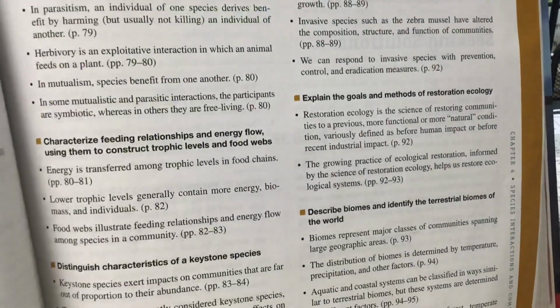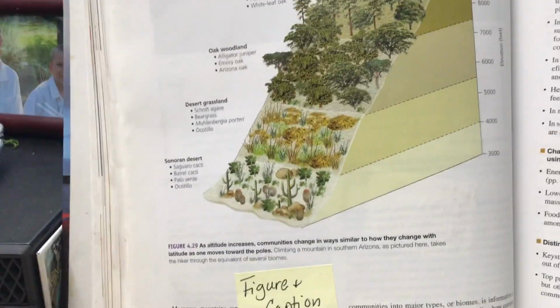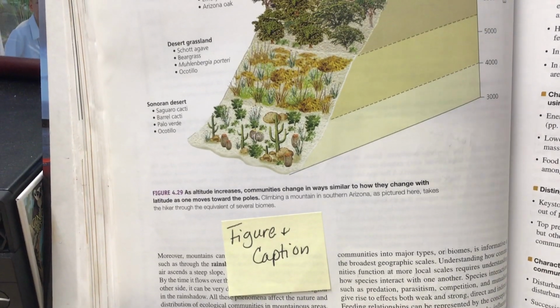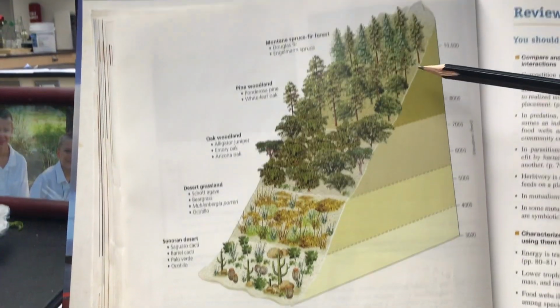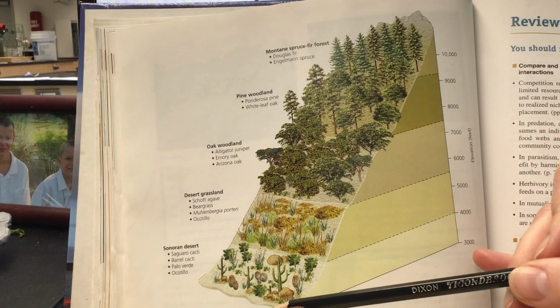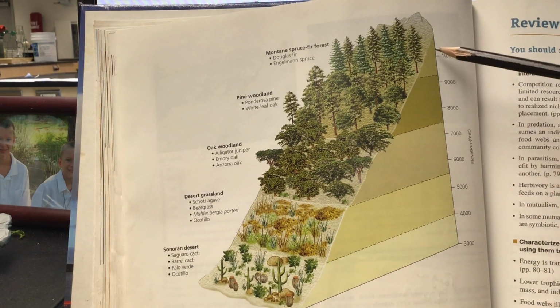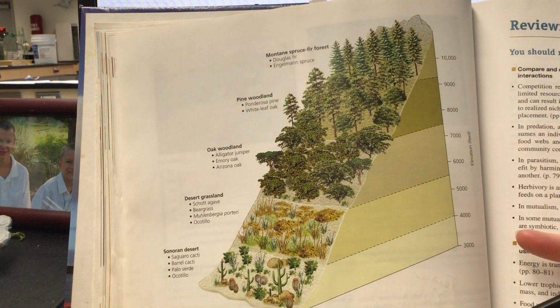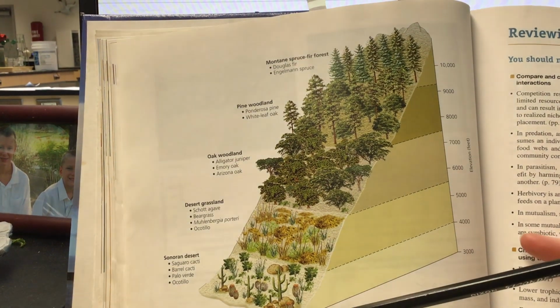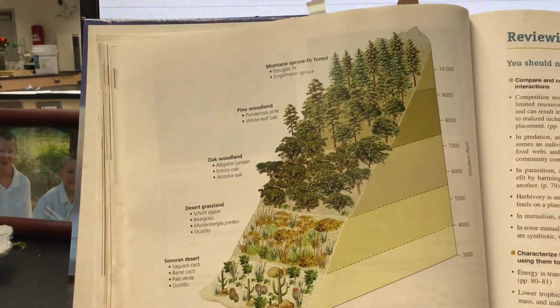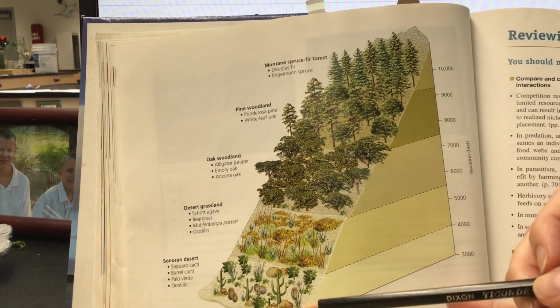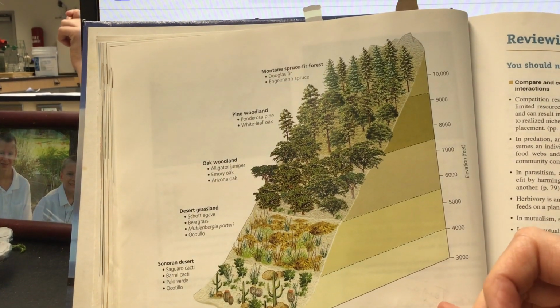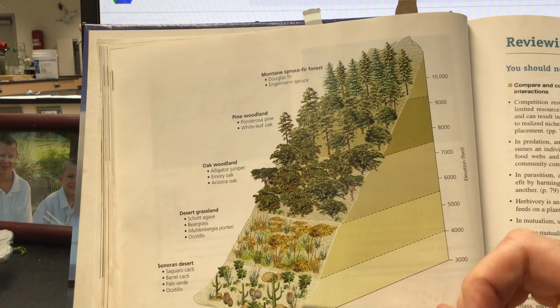All right, turn the page. The last thing to know for this chapter is this figure and caption. So you want to know that as you go up in altitude, so we're going from lower altitudes to higher altitudes, it's going to mimic biomes. It's a mimicry. It's not a rule.